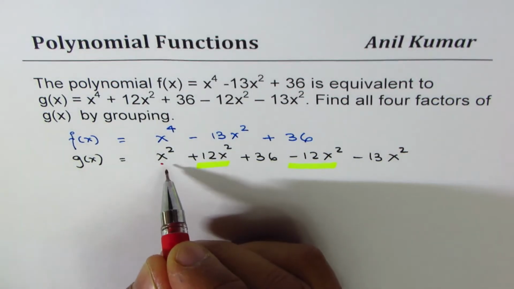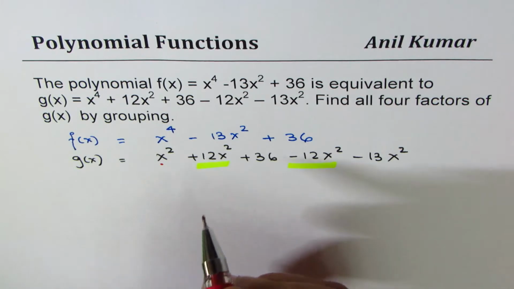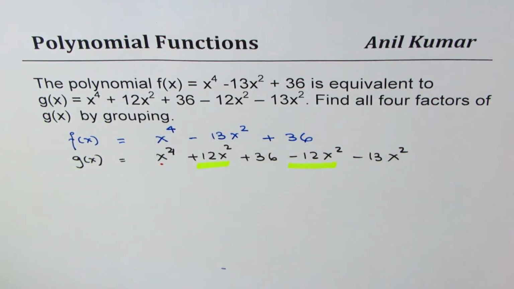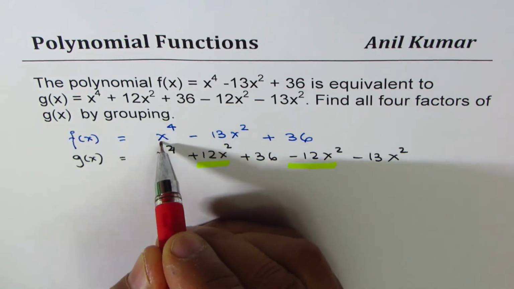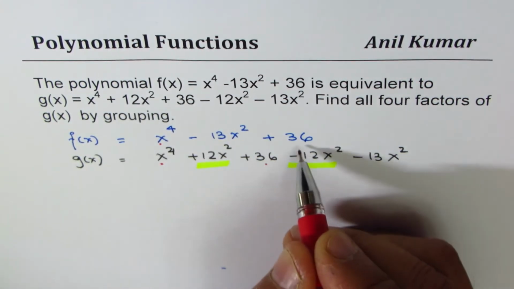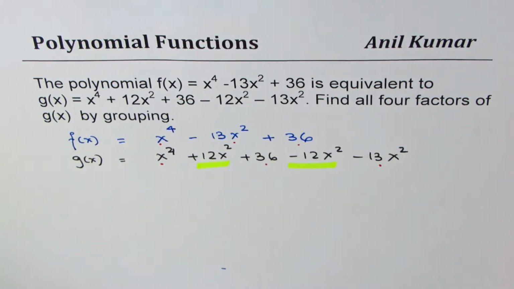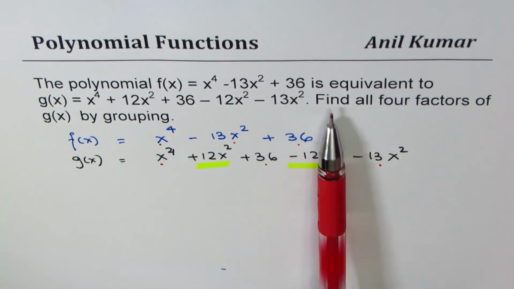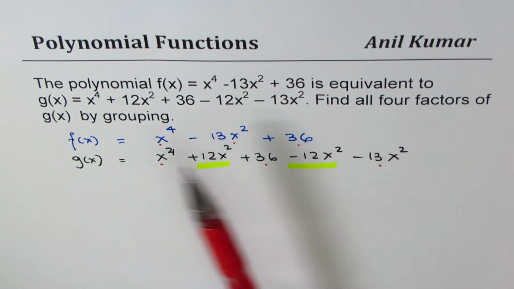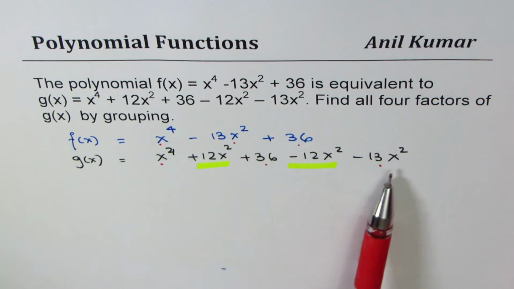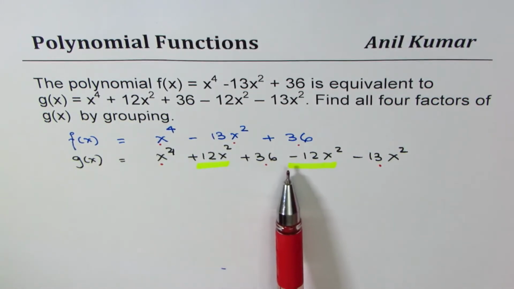So you're left with first terms. I should have written x to the power of 4 here. There's a mistake. Let me write x to the power of 4. Okay. So the first term matches, x to the power of 4. 36 matches. And minus 13x squared also matches. So they are equivalent polynomials. Perfect. Now the question is, find all four factors of g of x by grouping, right? So we have to group this and then find all four factors.